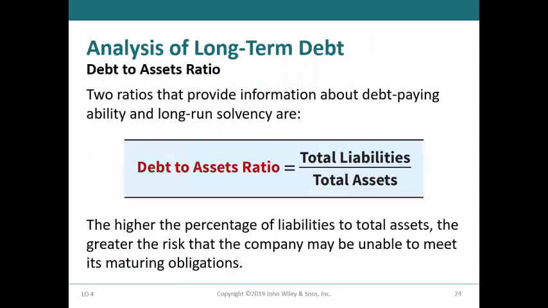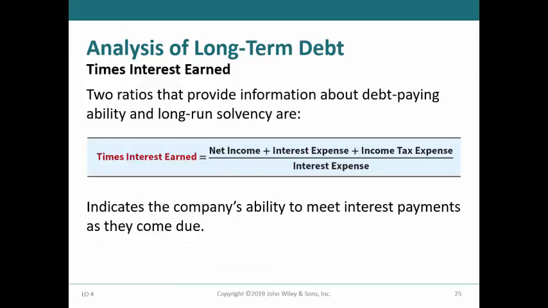One important ratio related to long-term debt is the debt to assets ratio, which is calculated by dividing the total liabilities by the total assets. The higher the percentage of liabilities to total assets, the greater the risk that the company may be unable to meet its maturing obligations. Times interest earned is another important ratio that indicates the ability of a company to meet interest payments as they come due. This ratio begins with net income but adds back interest and income tax expense in the numerator. The sum is then divided by interest expense. The higher the times interest earned ratio, the easier it is for the company to meet interest payments as they come due.